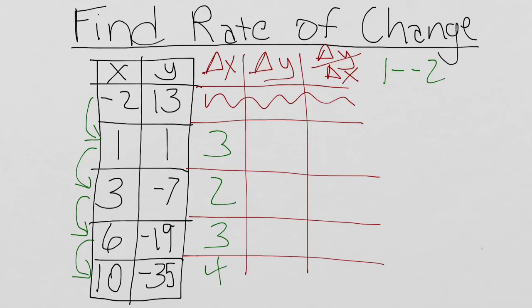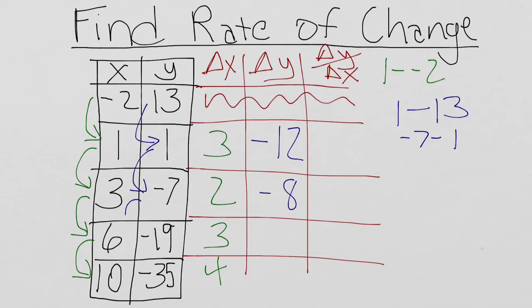Okay, now we're going to do the same thing with the y values. So from 13 to 1, we're going to go 1 minus 13. We take the one that we're going to, minus the one we started from. In this case, since the numbers are getting smaller, we're going to get negative answers. So 1 minus 13 is -12. Then we have -7 minus 1, which is -8. Then we have -19 minus -7. This one really turns into -19 plus 7, which again is -12.